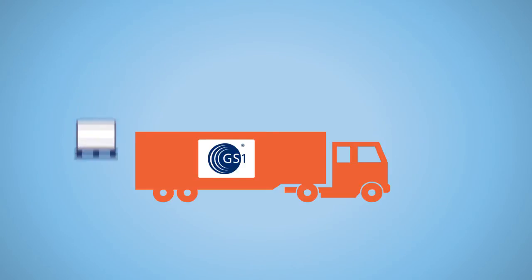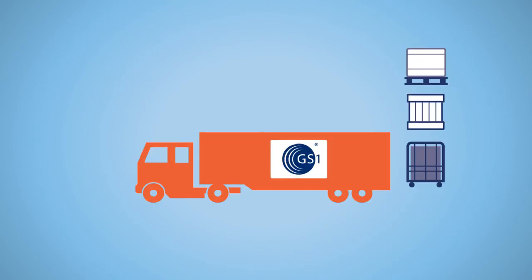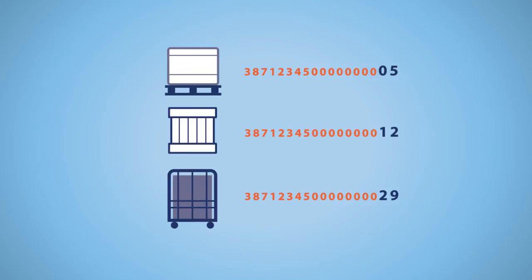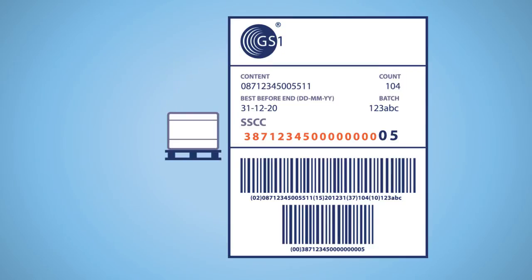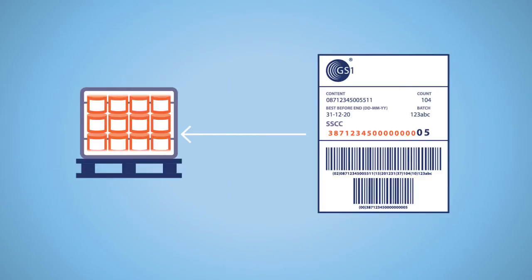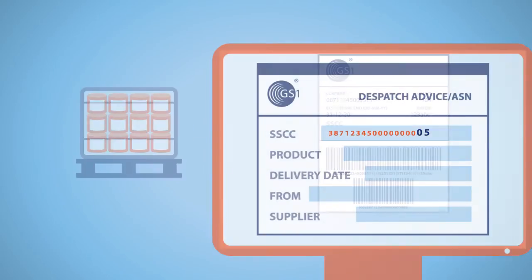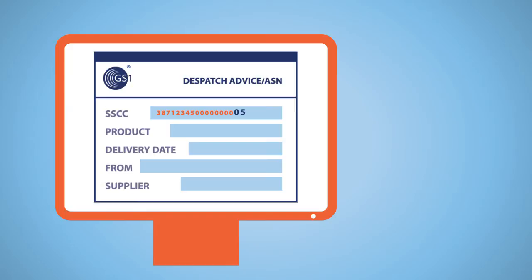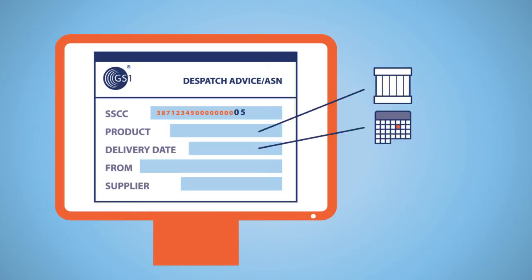GS1 standards help you to move goods faster through the supply chain. Every logistic unit is identified with a SSCC, a globally unique 18-digit number. The SSCC is printed on a GS1 logistic label and automatically identifies the contents of the pallet or other logistic unit. It is also represented in the GS1 Electronic Dispatch Advice, also known as ASN. This way a shipper can notify a retailer through EDI which goods will arrive at what time to the distribution center and where they come from.